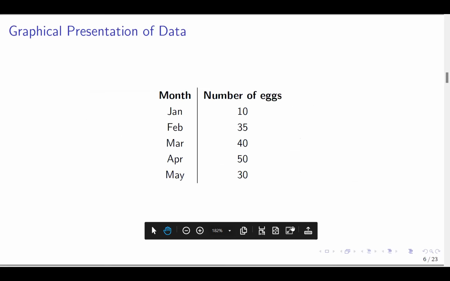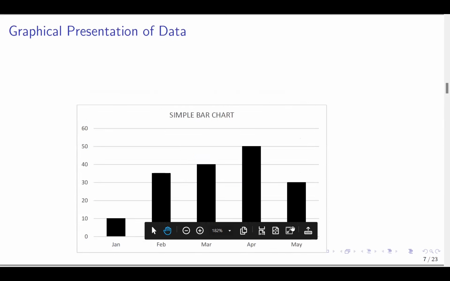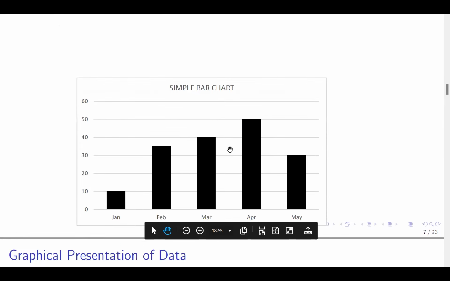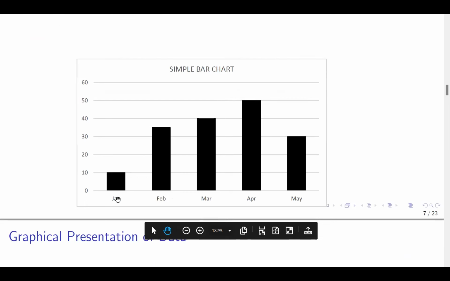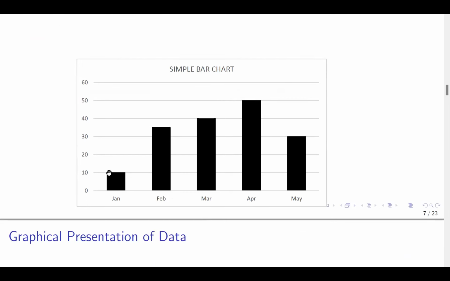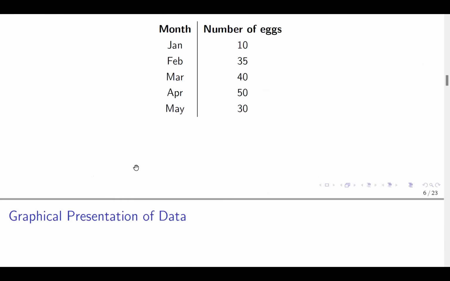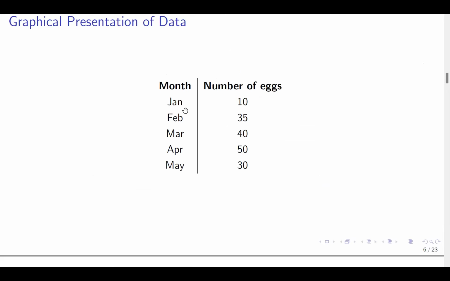So let's begin with a simple bar chart. As the word goes, it is a chart that is very simple. It gives you a chart which has bars. So this is a simple bar chart. We have a chart where you have your bars indicating particular measures as against the count of those measures. So in this example, we were looking at months and the number of eggs sold in a particular month.